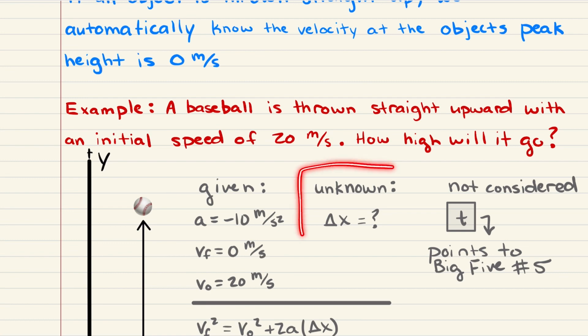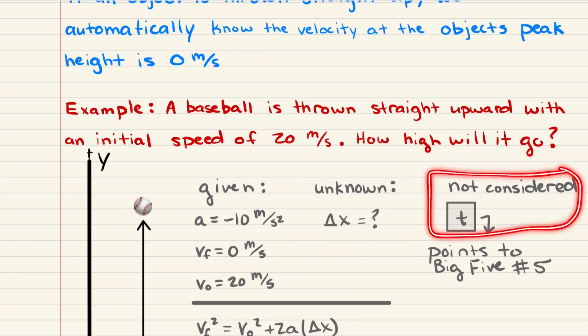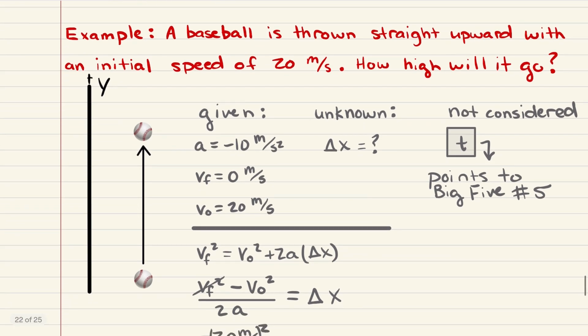And what's unknown, what we're looking for, is how high will it go? That's going to be that displacement. All right. So what's not considered here at all is time. So that's going to point to Big 5 number 5. You can always check the table, but I'm going to write down what Big 5 number 5 is.